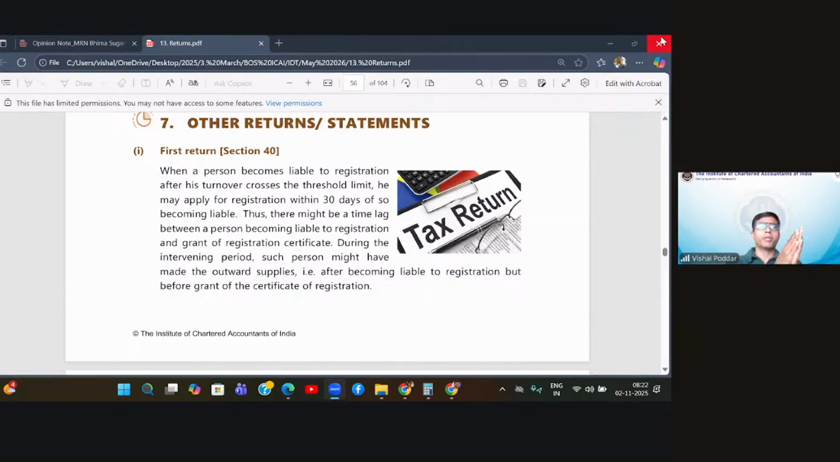So 10th October, I became liable. Today, 2nd November, I have applied. I actually received my registration certificate and number on 15th of December. And for all this period, I am considered to be registered from 10th of October.